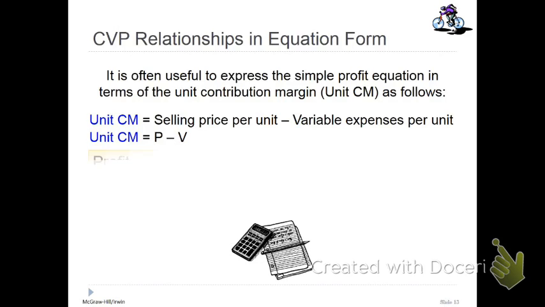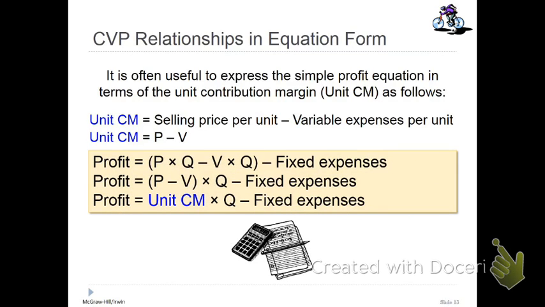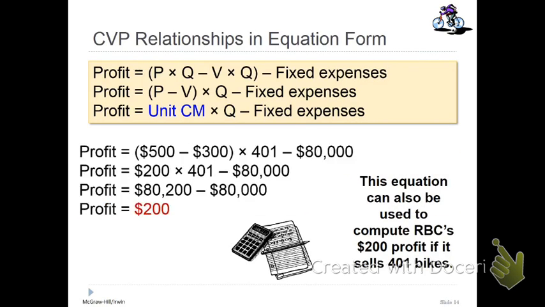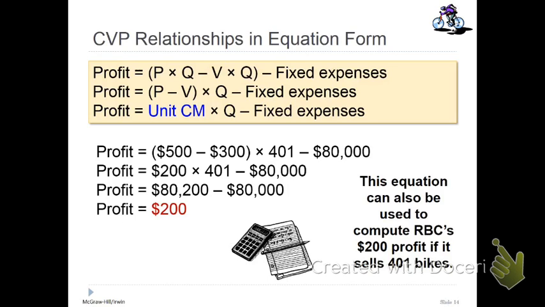Notice now they're going to show you what I just showed you and take the unit contribution margin, P minus V times Q minus fixed expenses. So I've already shown you that. We can use that formula there, and the profit comes out at $200.